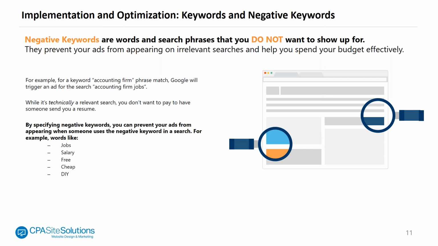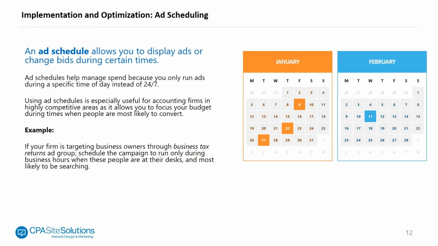You wouldn't want your ad to trigger on tax jobs, salary, free, cheap, DIY. Another example: you probably don't want your ad to trigger on software, for someone looking for something like TurboTax. Those people are looking, and maybe you do, but these are all things you can add as negative keywords, and it's a very effective way to cut out wasted spend in your campaigns. It's something you'll definitely want to have in your campaigns.